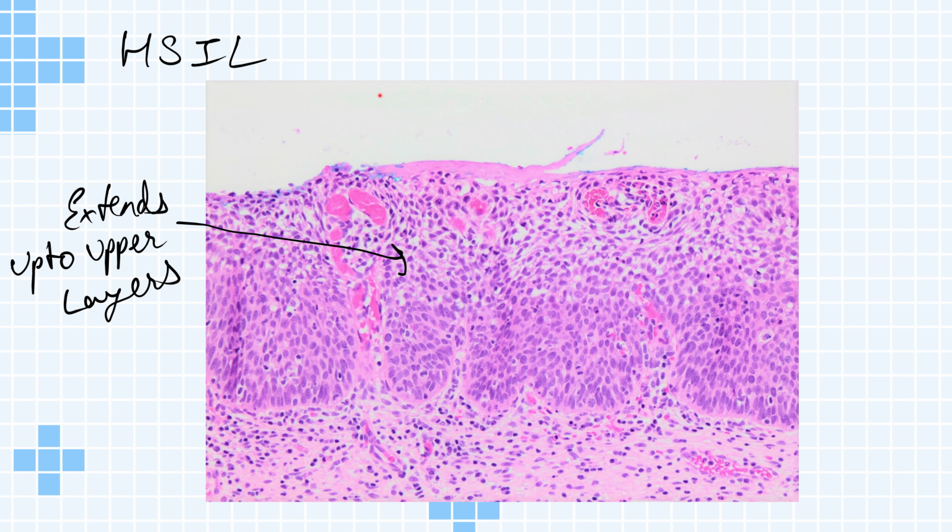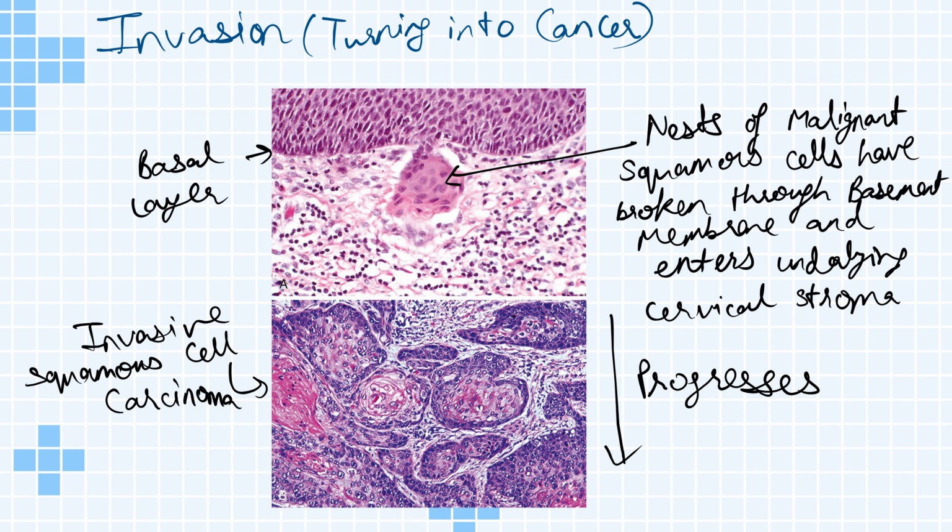So, when does it become actual cancer? The turning point occurs when malignant cells breach the basement membrane. Once abnormal squamous cells invade the underlying cervical stroma, the lesion is no longer intraepithelial. It is now called invasive squamous cell carcinoma. At this stage, the tumor gains the ability to spread locally and eventually metastasize.